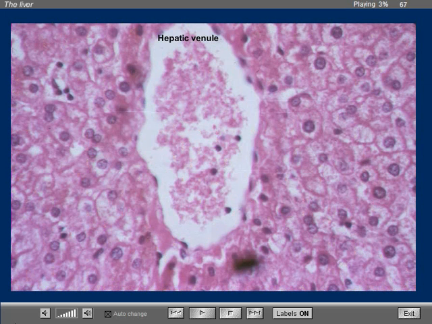This is a high power magnification of the center of a liver lobule, where we see the hepatic venule. Note the thin wall of the hepatic venule, and note that it is not surrounded or protected by connective tissue, as we saw in the portal triad.